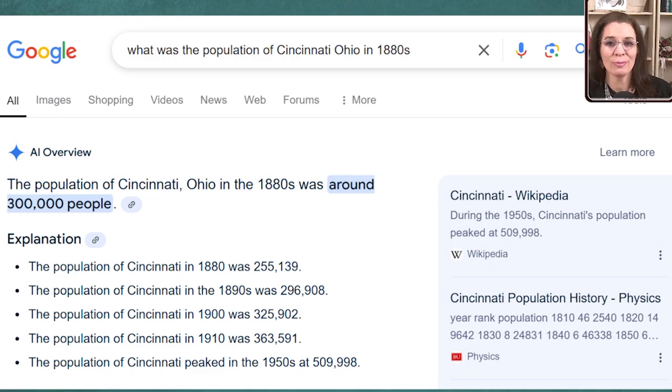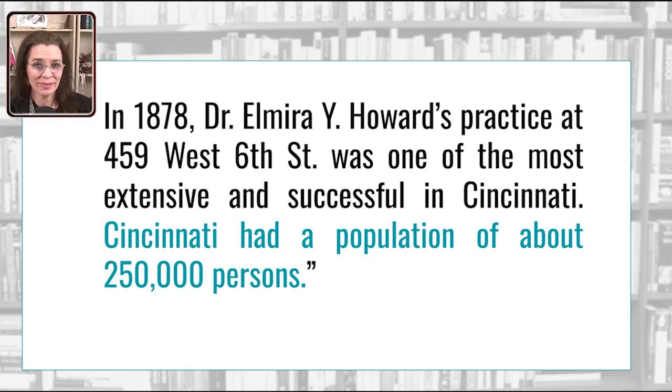Notice Google tells me that Cincinnati has a population of over 250,000 persons in 1880. That's a very helpful fact. We can update this sentence from the newspaper article to say, in 1878, Dr. Howard practiced at West 6th Street and it was one of the most extensive and successful in Cincinnati. Cincinnati had a population of about 250,000 persons. Ta-da! We've added historical context.